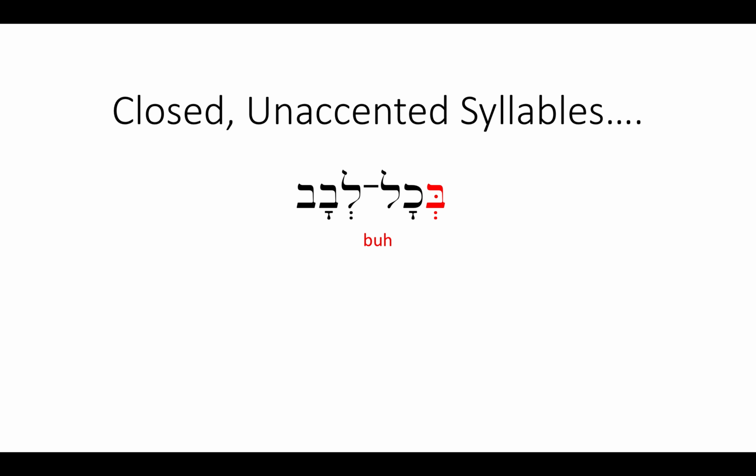Let's look at one more example. Our first syllable is ba, which means in or with. Then our next syllable is our closed, unaccented syllable. This is, I would think, by far the most common occurrence of this phenomenon in biblical Hebrew, because it's a word that means all, and all is a pretty common word. In this case, the syllable is pronounced khol instead of khal. So it's khol.